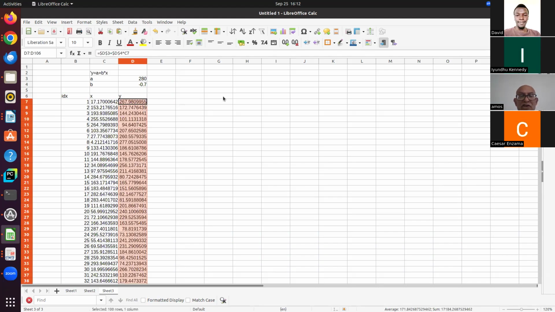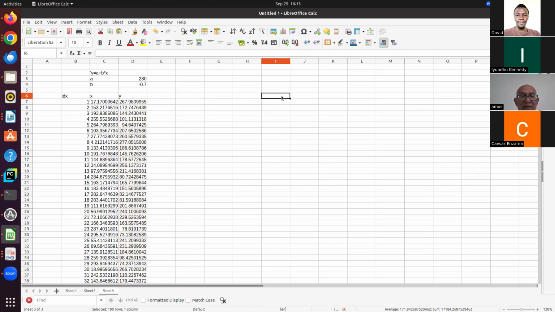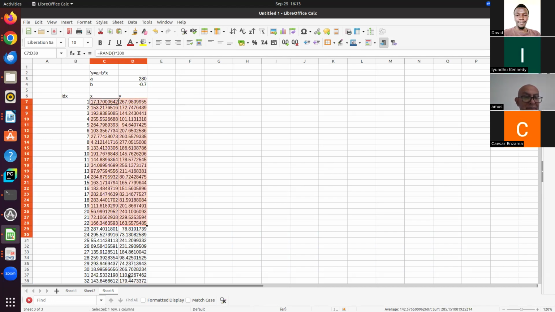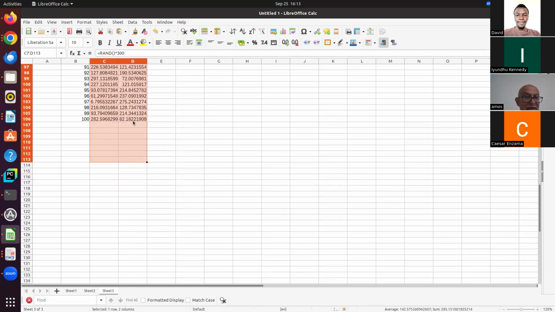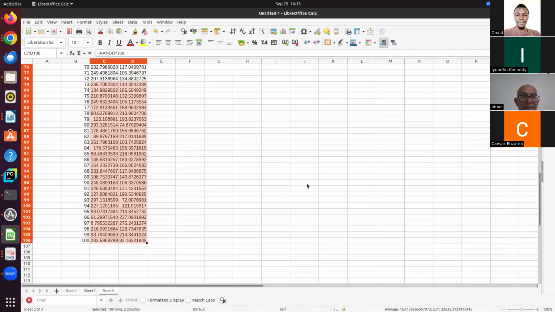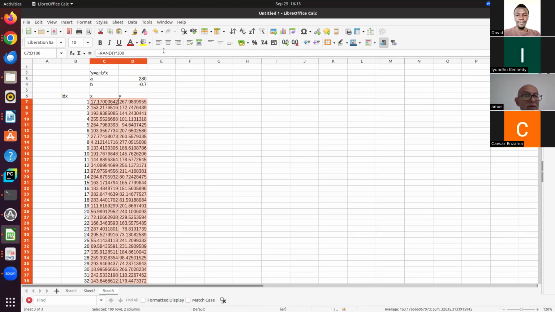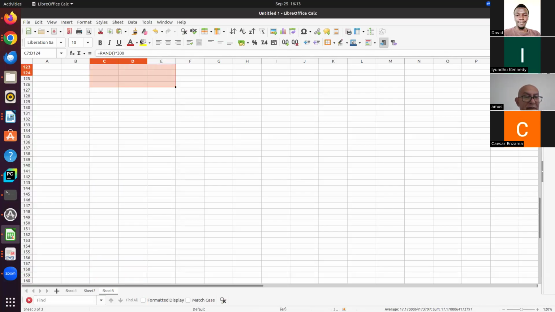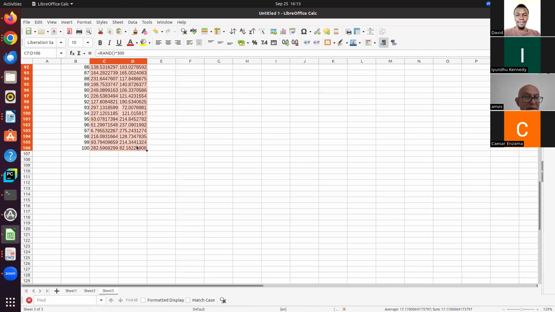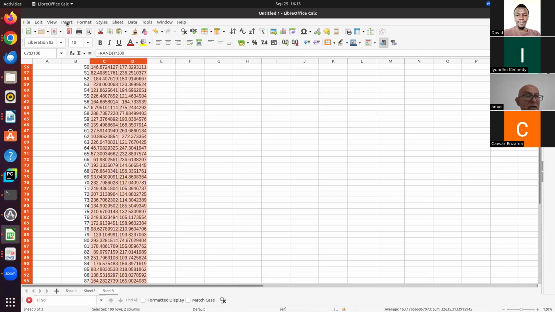So let's make a chart. Okay, I'm not an expert on it. I used to be an expert on Excel. But let's make a chart of these two columns. Let's mark them and make a chart out of it.